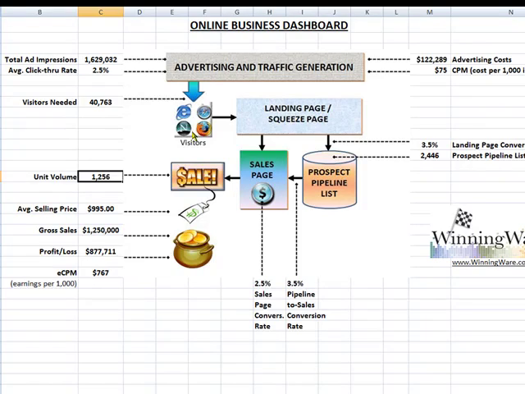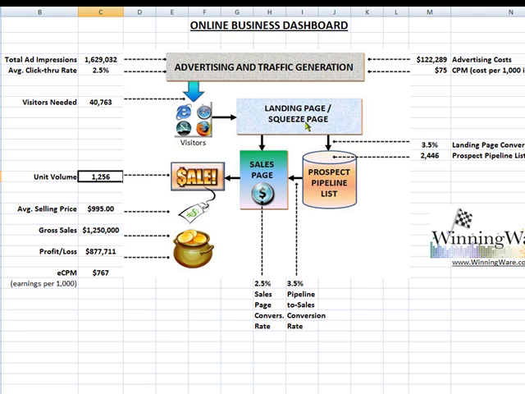So as you move forward here, what this shows is we have advertising and traffic generation schemes that are generating 40,763 visitors, various browser types, that hit our landing page or squeeze page where we capture their name and email address, maybe telephone number. Those leads go into this prospect pipeline list. The landing page conversion rate is the percentage on average of visitors to this landing page that get converted and put onto this autoresponder or prospect pipeline list. And this is the pipeline list size at the end of the period, or the number we've added into it.